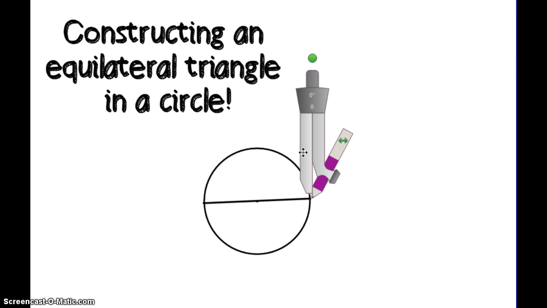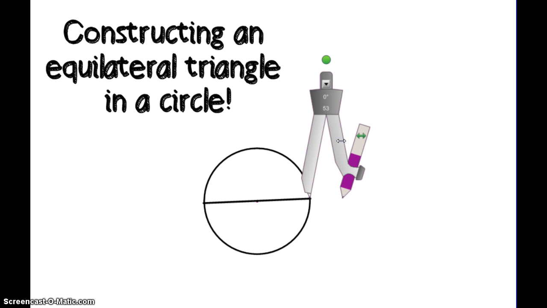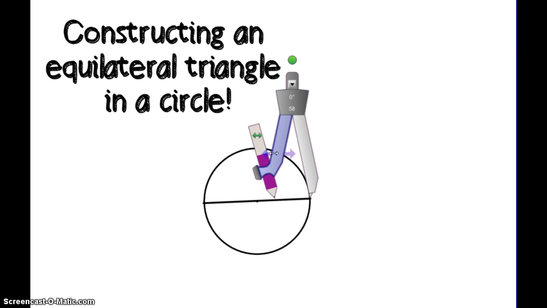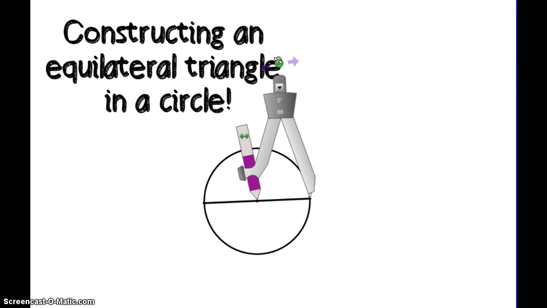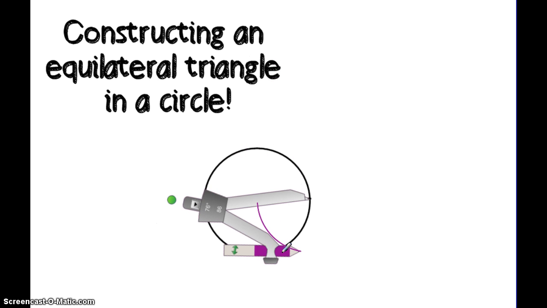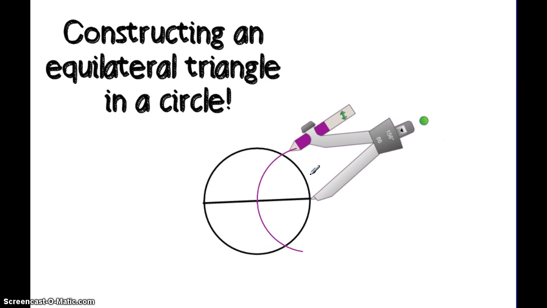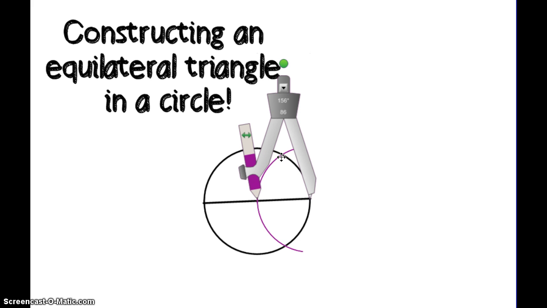Now you need to get your compass out. What I want you to do is measure the radius, from one point here to there. Now you are going to create an arc through the center of the circle that passes your circle twice. Once and twice. These are going to be the first 2 points of your triangle.